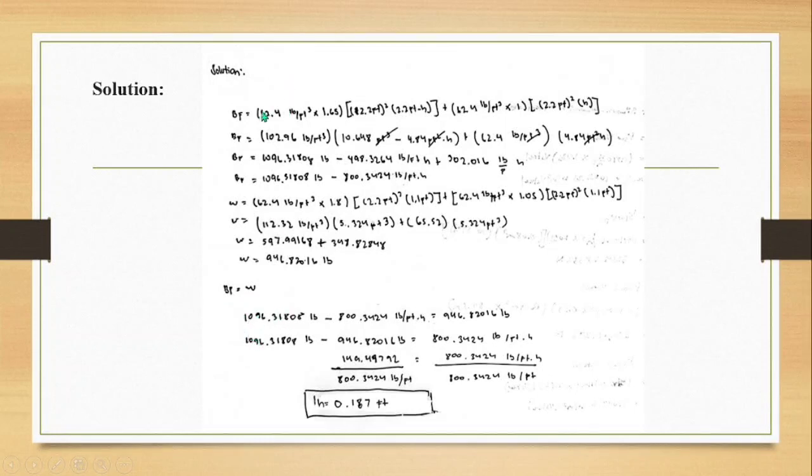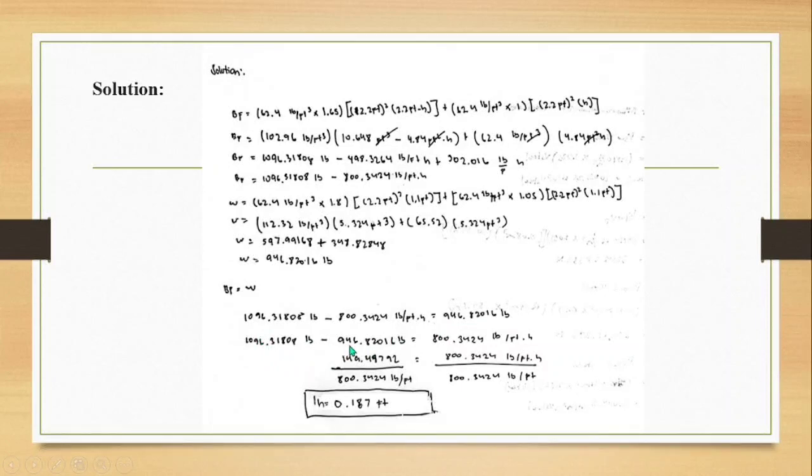My BF is 1096.3180 lb, minus 800.3424, equals 946. So the answer for W is 0.8216 lb. Here, guys, we just copy our answer for W and our answer for BF.